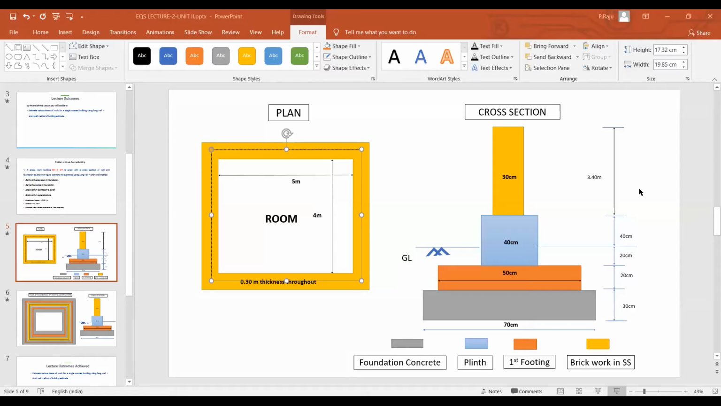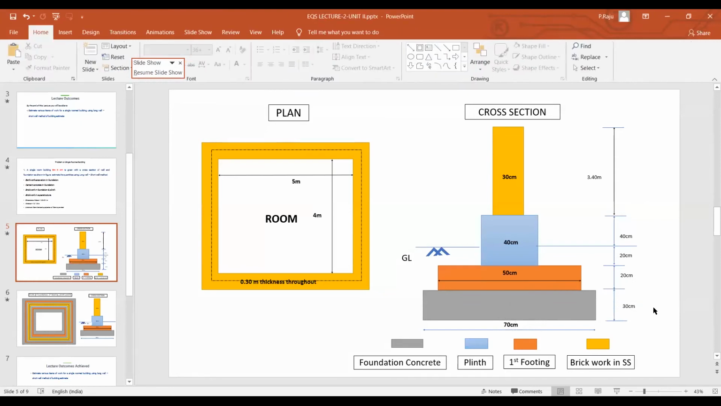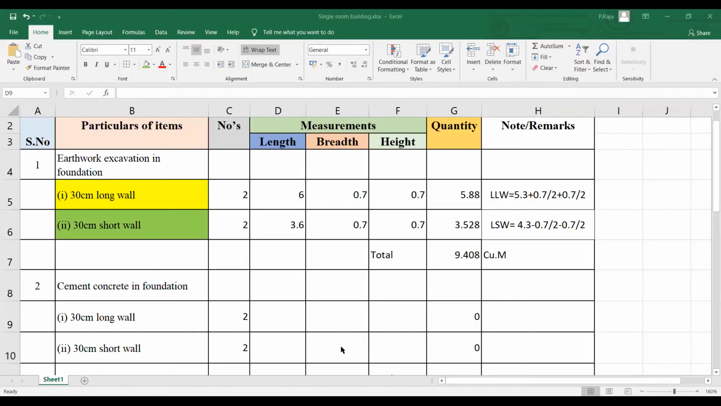So what is the breadth and height here of foundation concrete? It is 0.7 meters and height is 0.3 meters. 0.7 and 0.3. I want you to be quick. 0.7 and 0.3 is the breadth and height. So breadth of it is 0.7 and height is 0.3. 30 centimeters is 0.3 meters. Similarly, even for short wall also 0.7 meters and 0.3.